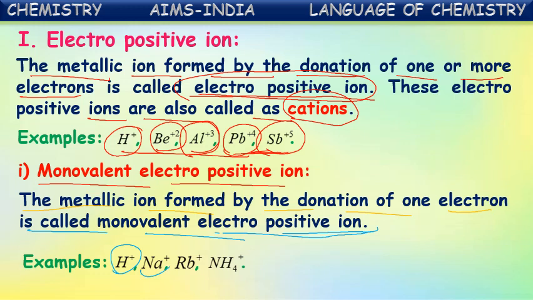Na+, it loses only one electron, so it is called monovalent. Rubidium Rb, monovalent. NH4+ is called ammonium ion. Ammonium, IUM, we add plus for plus charge. So this is called ammonium ion, which is also a cation. It has only one positive charge, so it is called monovalent. Is it clear? Only losing or donation of one electron is called monovalent electropositive ion, and these are the examples for monovalent electropositive ion.